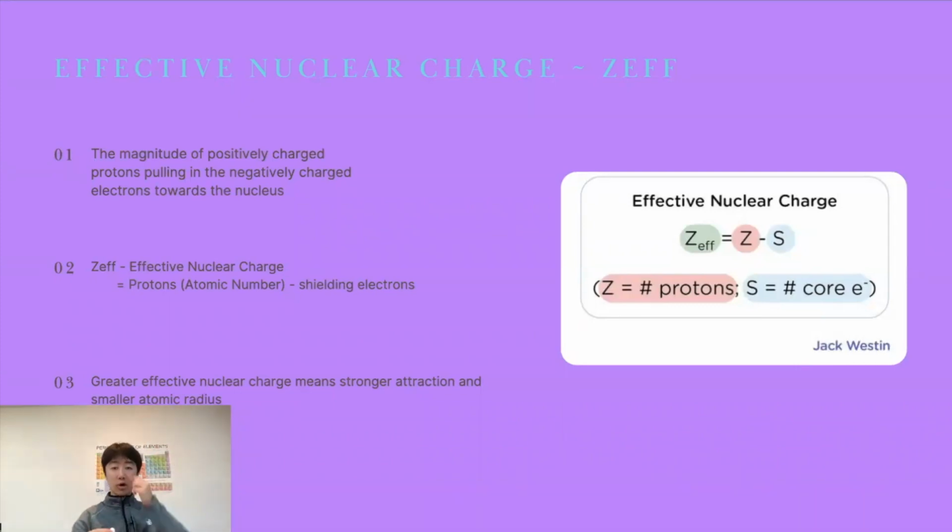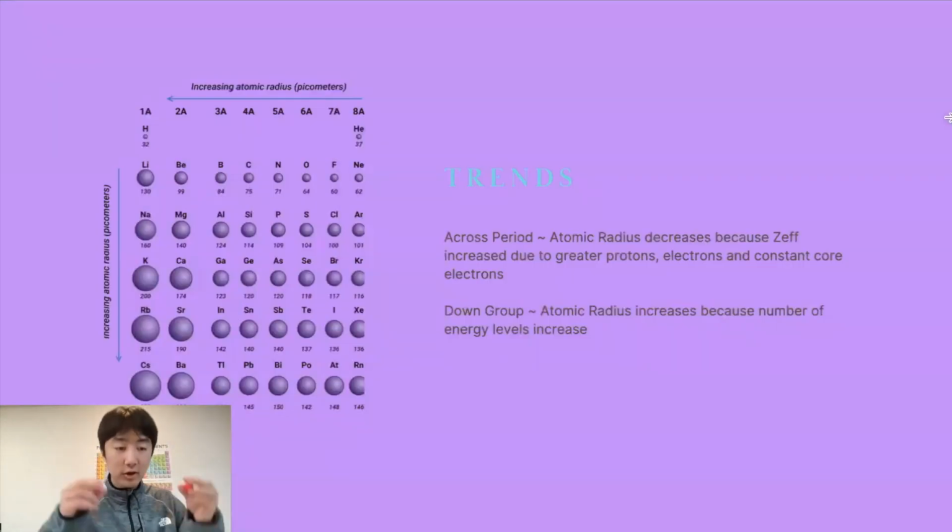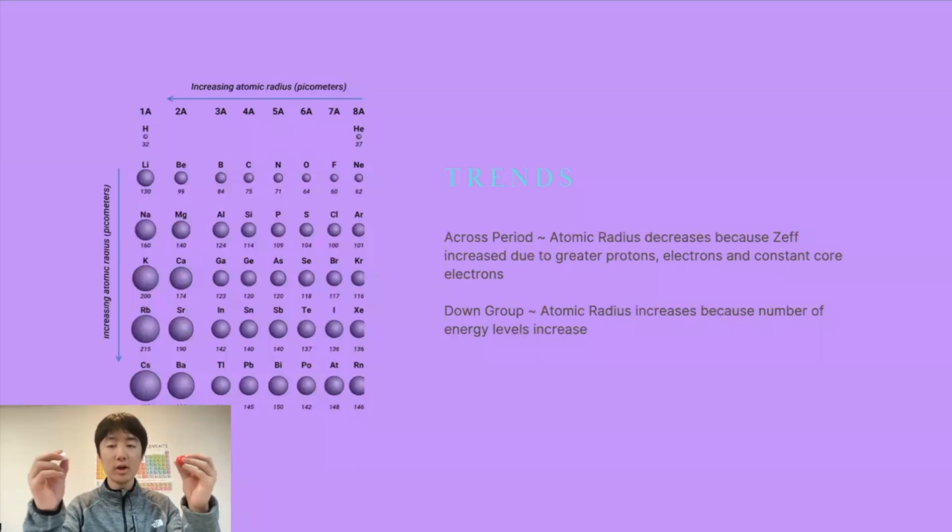So a greater effective nuclear charge means there are more protons and more electrons with the same amount of core electrons. That means they attract with greater force, and if they attract with greater force, then the atomic radius is smaller. That's why, when you go across a period, the atomic radius decreases because the effective nuclear charge increases: the same energy level, but more protons and more electrons, which makes the attraction force greater, just like positive and negative, right?